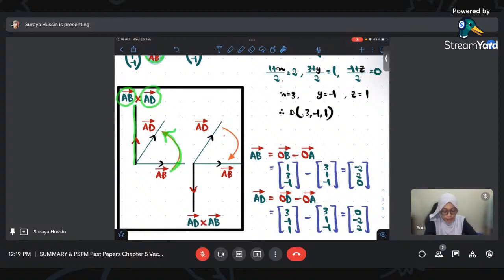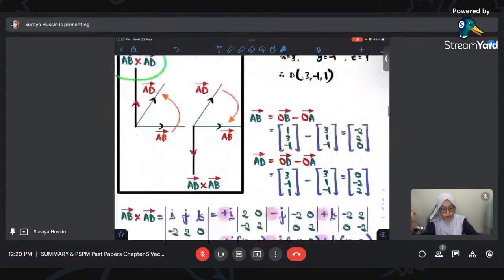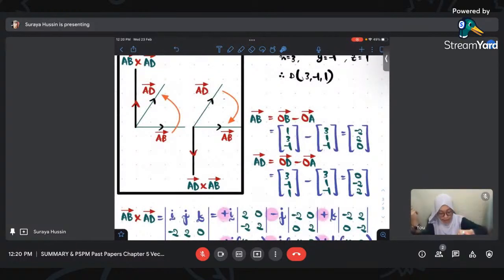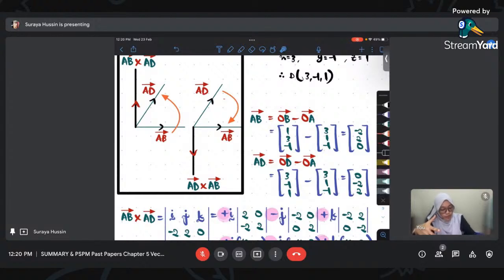So I can choose either one. Saya boleh pilih salah satu sahajalah. Okay, cara penulisan. So saya boleh pilih sama ada AB cross AD ataupun saya boleh buat clockwise, thumb down, ataupun AD cross AB. And so this is going down, okay? The normal line is going down. So I can choose whatever I want between these two.